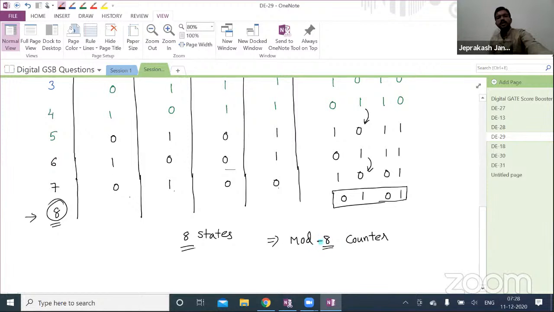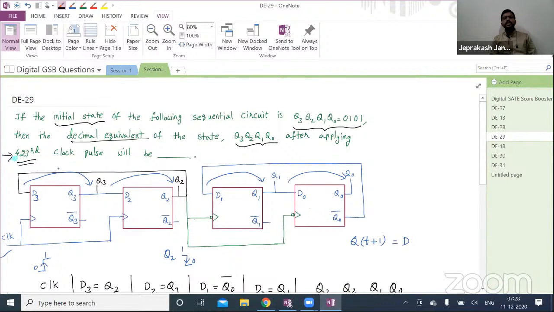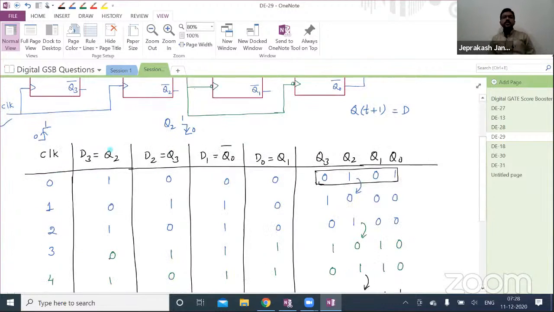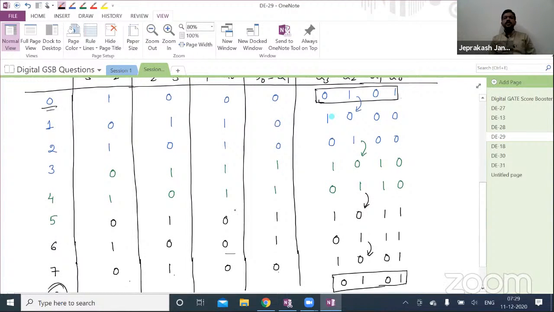Mod 8 counter, right? So here the question is, after applying the 423rd clock pulse, what is the state of the counter? If you continue like this, 9th clock pulse, 10th clock pulse, and do it up to the 423rd, your entire exam time will be over for this particular question. Instead, if you observe this mechanism, whatever the initial state you're having, you get the same state after applying the 8th clock pulse. That means at the 9th clock pulse you'll get this one, at the 10th clock pulse this one, and so on.